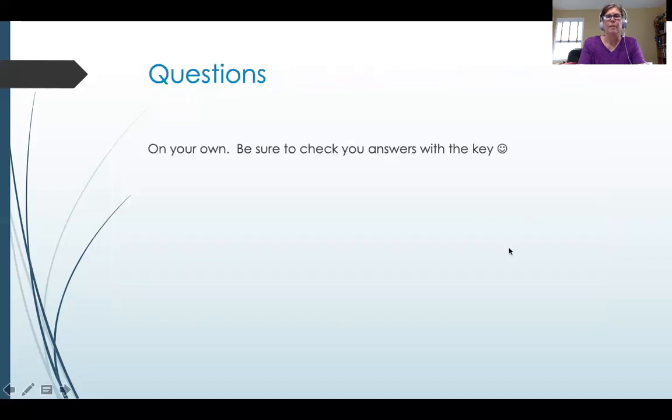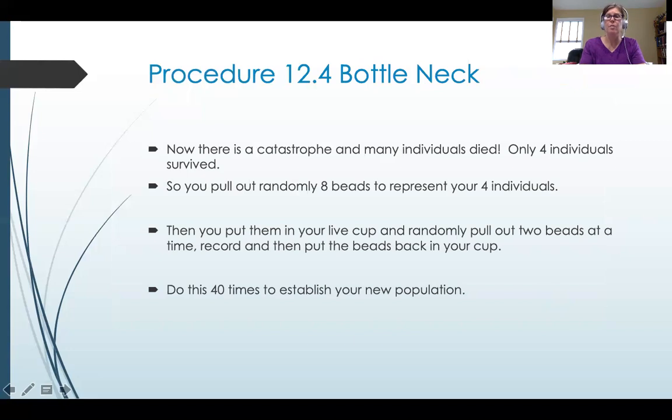All right, so again, check your answers with the key. Then the last procedure that we're gonna do has to do with what's called the bottleneck. Now the bottleneck talks about if a population has a situation where there is a catastrophe and many individuals are just killed out of the population. And it's completely random. It doesn't have to do with their characteristics or any traits that they're carrying. Like if a volcano went up, it wouldn't matter if you're tall or short, dark skin, light skin, smart, stupid, it wouldn't matter, you're dead. Okay, so this is what we talk about with the bottleneck.